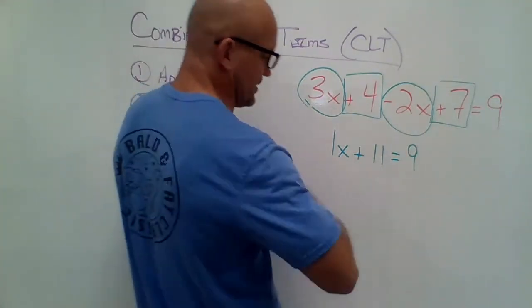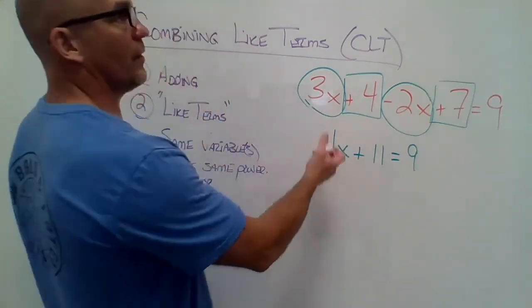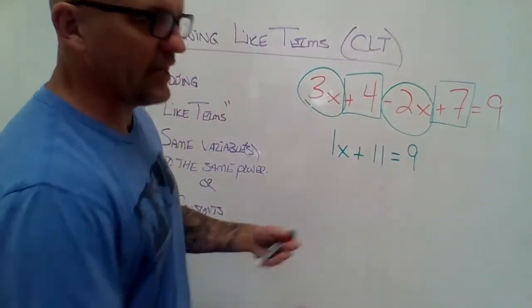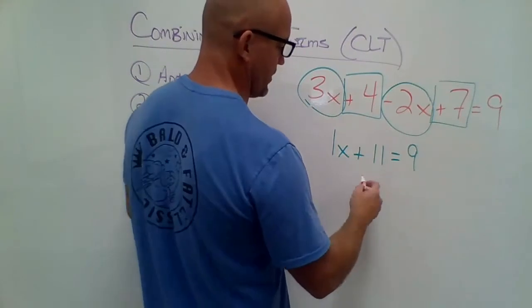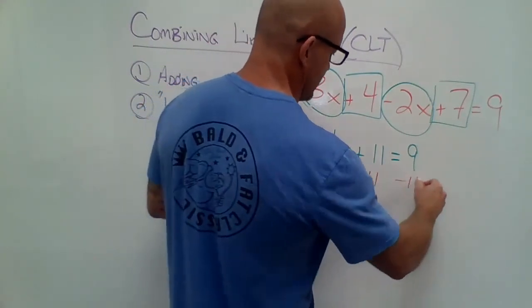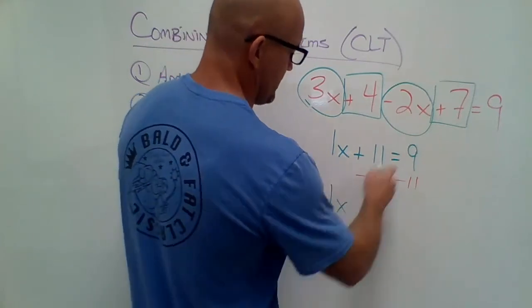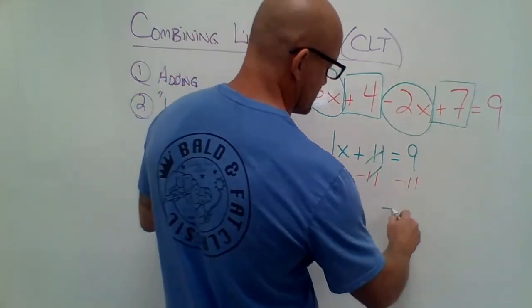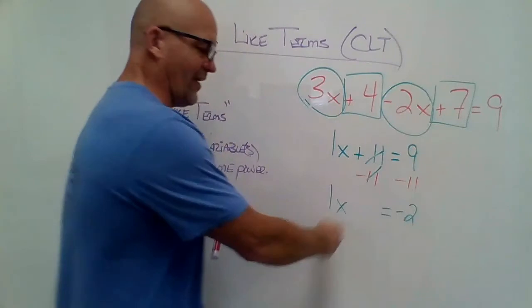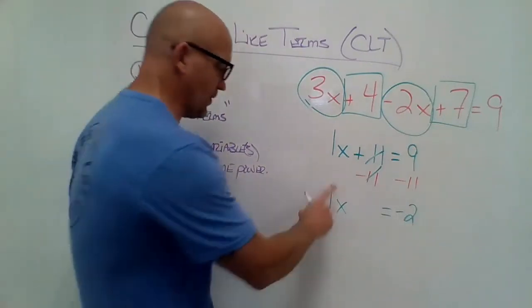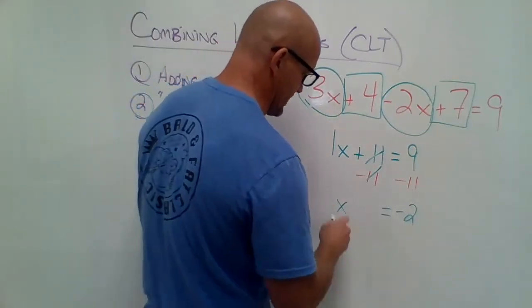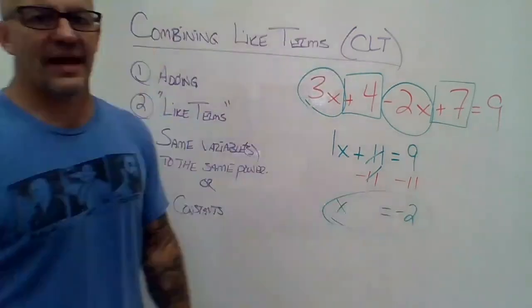Let's go ahead and finish it up. I'm going to take a look at this and say, hey, what's attached to x? Well, I have a 1 by multiplication and 11 by addition, so I get rid of the addition first. I'm going to subtract 11, subtract 11. That's going to give me 1x. This cancels out, and that's going to equal negative 2. Now, I can go ahead and do something with that 1x, but I can also recognize that 1x is the same thing as x, so I can just erase it if I want. That's my answer.